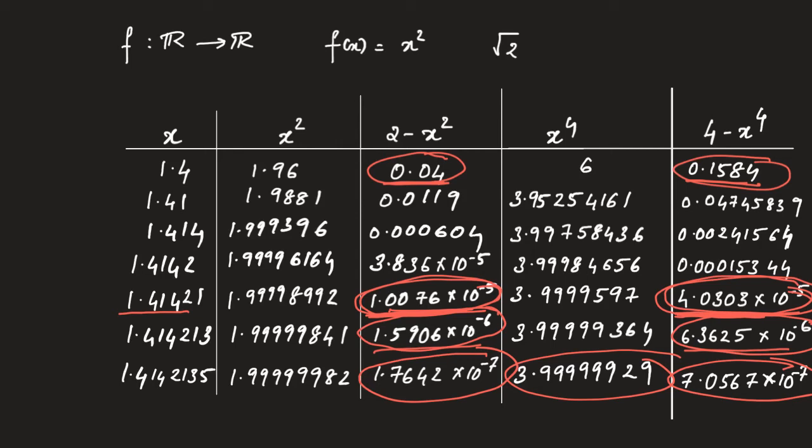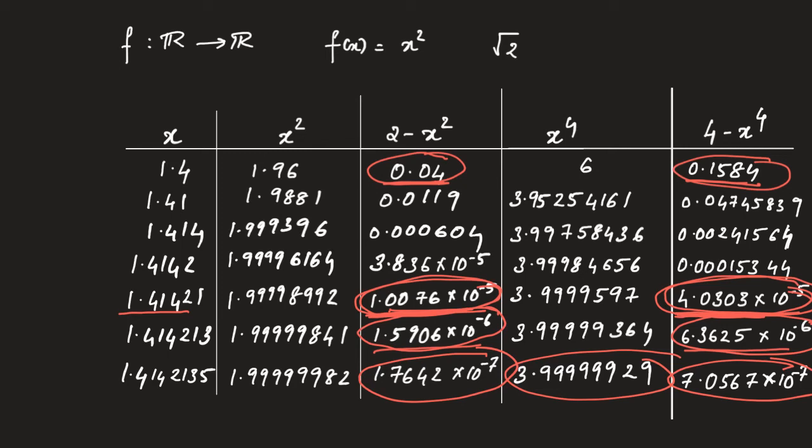But however, we could have done something else actually. We could have compared it with the error in the value of the input itself. That means instead we could have compared 2 minus x squared with root 2 minus x, and 4 minus x power 4 also with root 2 minus x. That way we do not need these two functions.